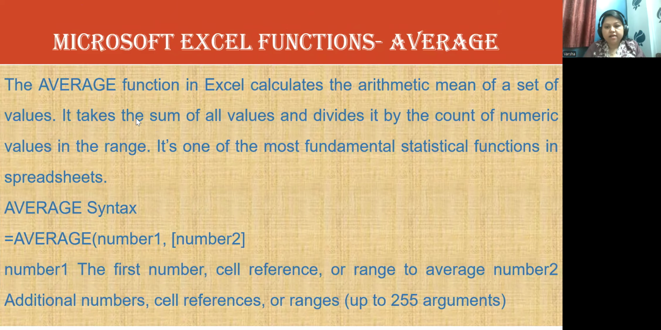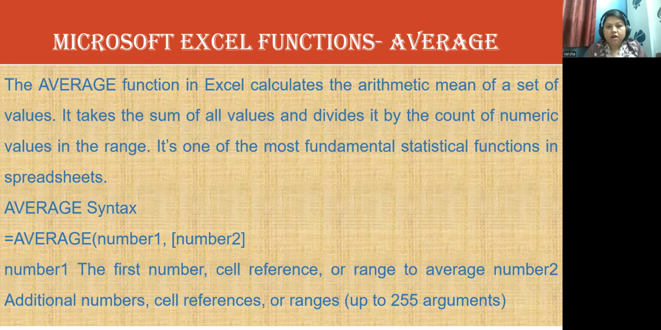The average function in Excel calculates the arithmetic mean of a set of values. It takes the sum of all values and divides it by the count of numeric values in the range. It's one of the most fundamental statistical functions in the spreadsheet. The syntax is equal to AVERAGE(number1, number2). So number1 and number2 are the ranges. Number1 is the first number, cell reference or range to average. Number2 is additional numbers, cell references or ranges.